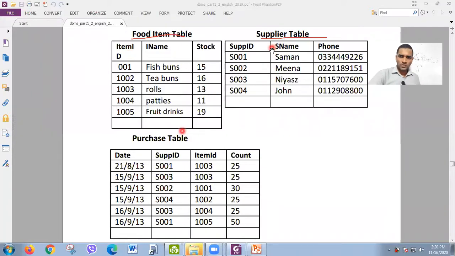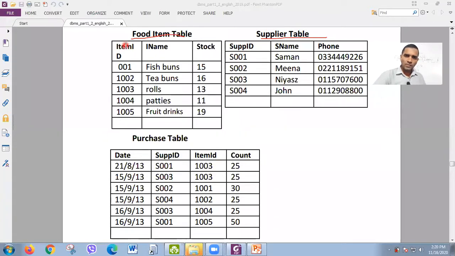Similarly, go to the supply ID. There, SUPP ID is the primary key. That SUPP ID is also available in purchasing table, but that is not the primary key in purchasing table. Check the purchasing table. That SUPP ID has duplication data. Look here, S003 duplicated, S001 duplicated. So it is not the primary key, it is the foreign key. So this purchasing table is connected with supplier table through SUPP ID.